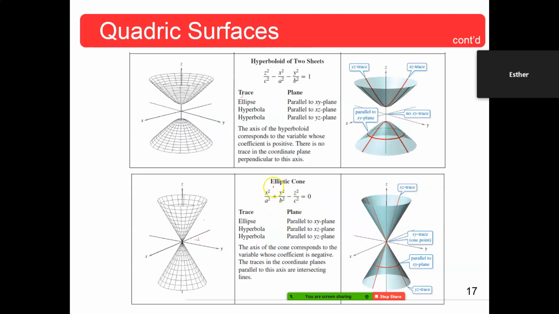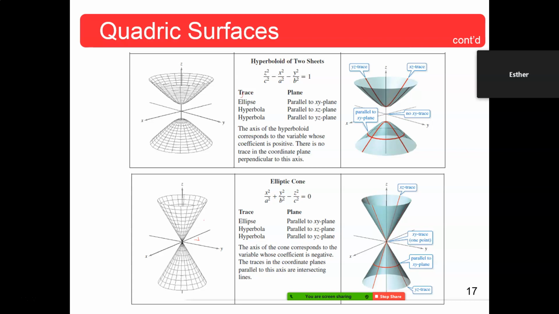Now in the hyperboloid of two sheets, the axis is the one and only positive. So in one sheet, the one and only negative, that's your axis. In the hyperboloid of two sheets, the one and only positive is your axis. And above and below that gap that you have there, these are ellipses again here, but then they're hyperbolas in this direction here or in that direction there. So those are all hyperbolas.